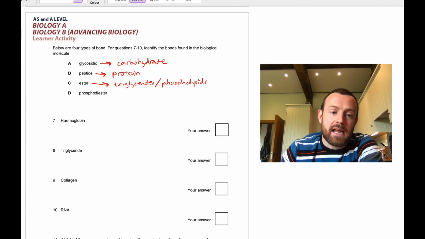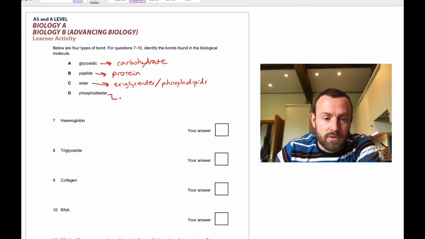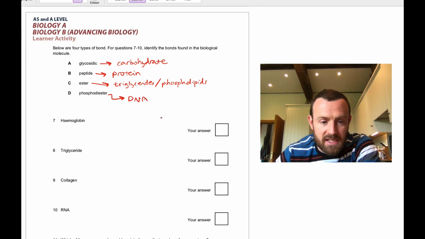Phosphodiester, that is in DNA. Now, I know we haven't looked at DNA on our mind maps yet, but we will do next week. So that's in DNA or RNA. Okay, so I've basically given out your answers here.